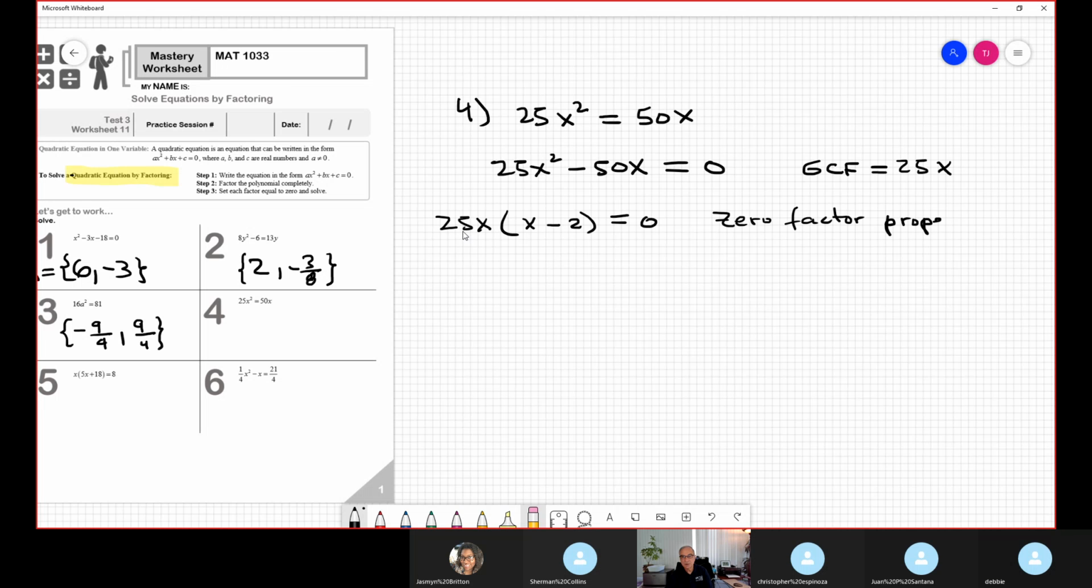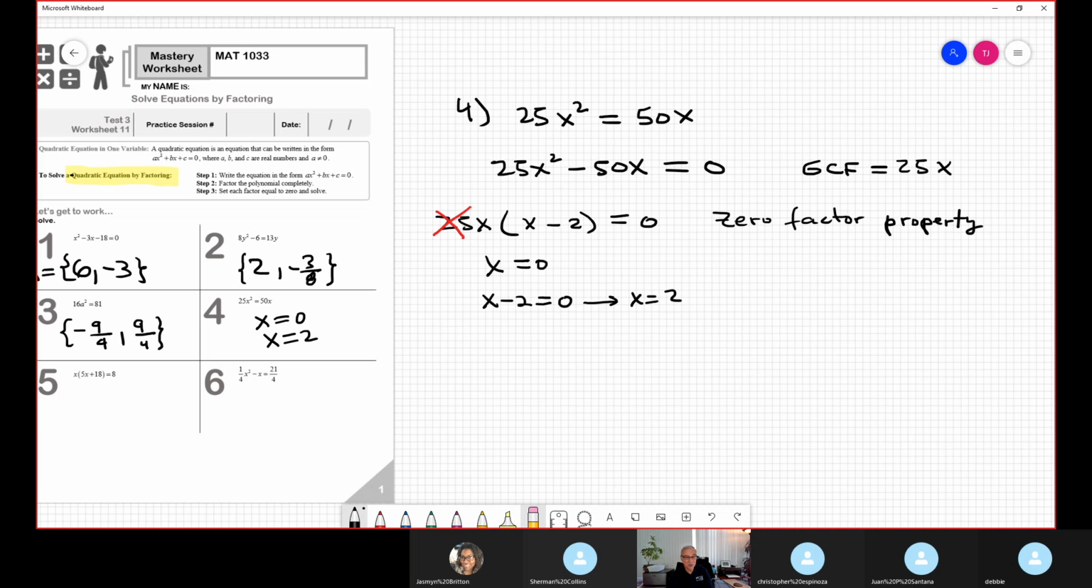In which you take every factor and you force it to be equal to 0, except 25, because 25 obviously is not 0. So you take only the factors that contain variables: x equal to 0, this guy, and x minus 2 equal to 0. One solution that you get directly is 0, and the second solution is 2. The solution for this equation is x equals 0 and x equals 2.